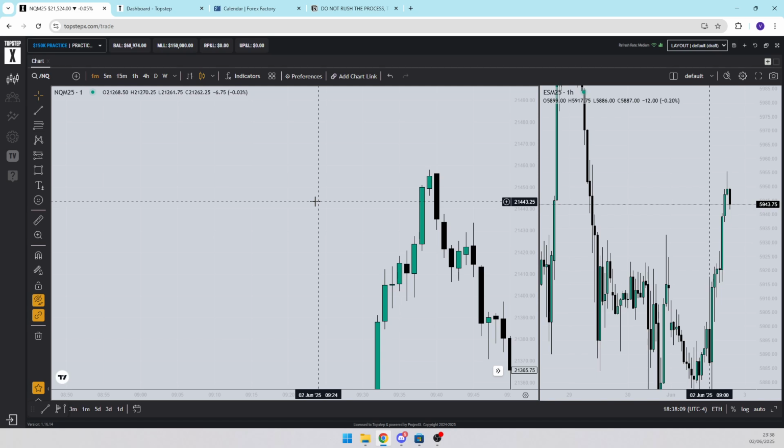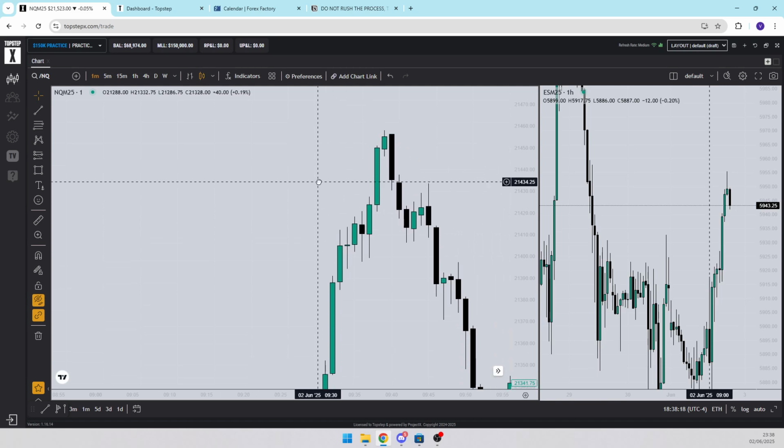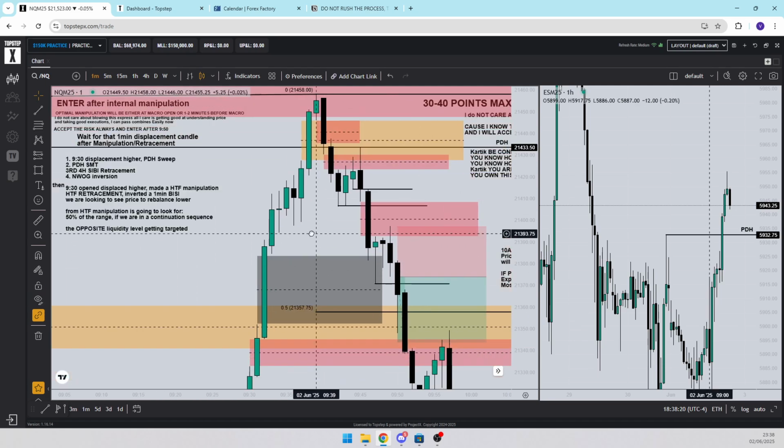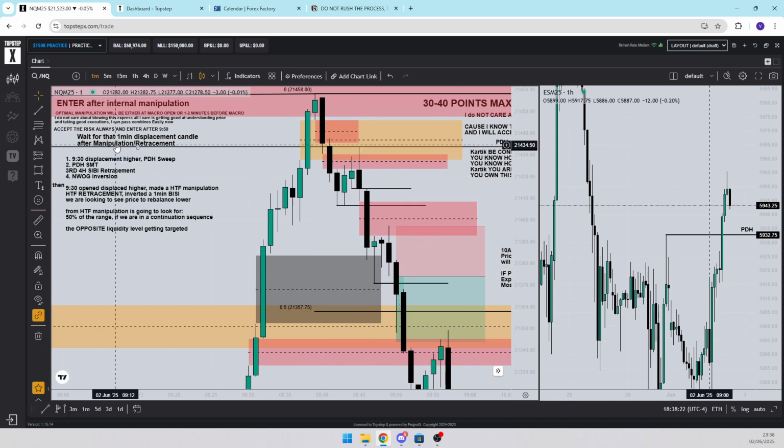Either the normal CB or the CB that someone teaches, either of the two, you're going to see it getting disrespected. Macro time, displacement happens and you enter. That's it. That's literally what I did today. CB retracement. I wait for the 1 minute displacement candle. I waited for speed. That's why.